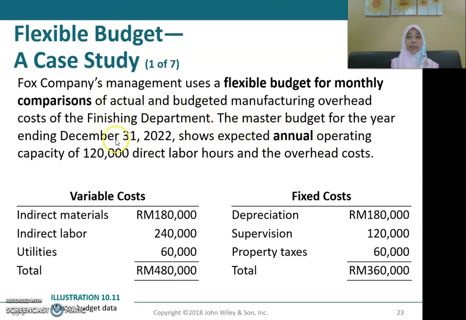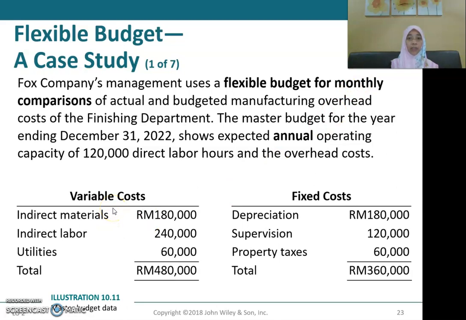The master budget for the year ending 31st December 2022 shows expected annual operating capacity of 120,000 direct labor hours and the overhead cost. So for the year ended 31st December 2022, we are being given the expected annual operating capacity. So that is the annual operating capacity. Over the year, you expect to have 120,000 direct labor hours, and you are doing a monthly comparison.